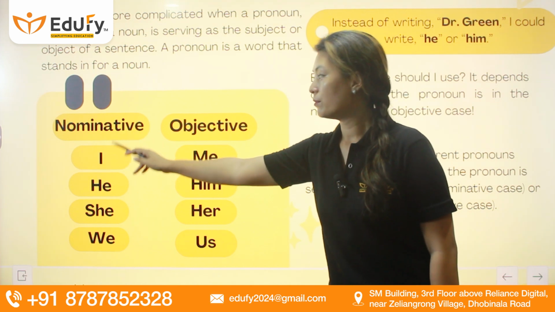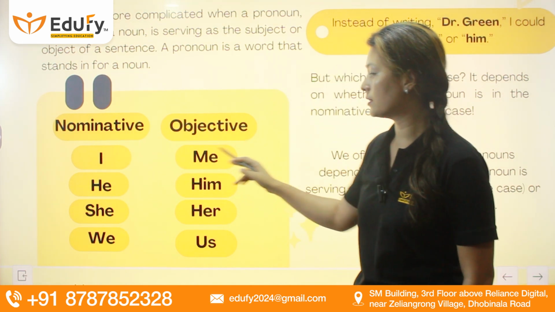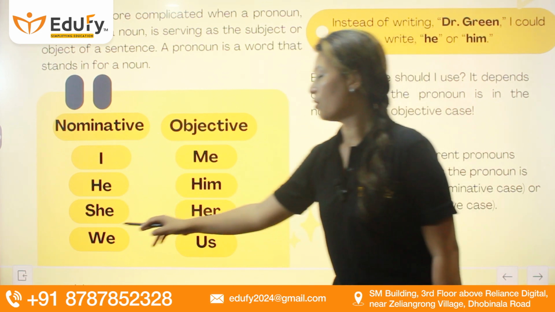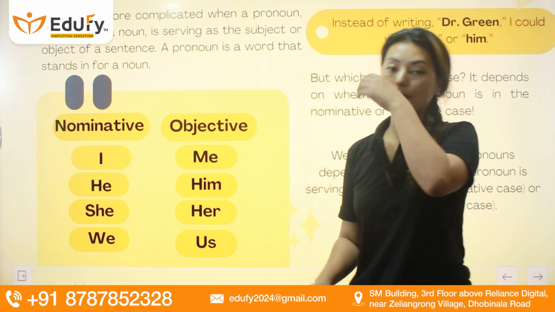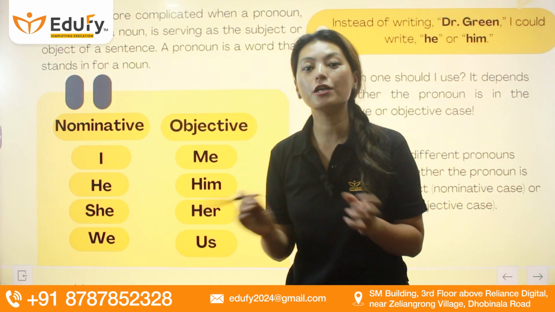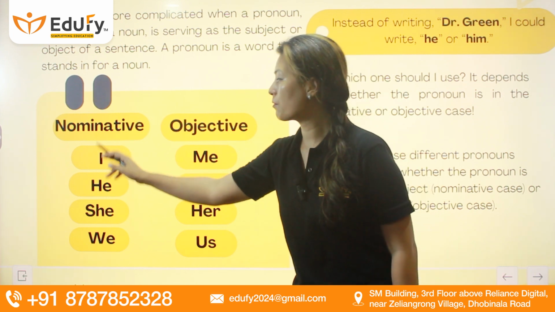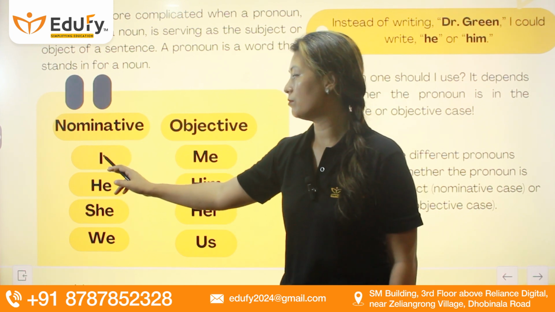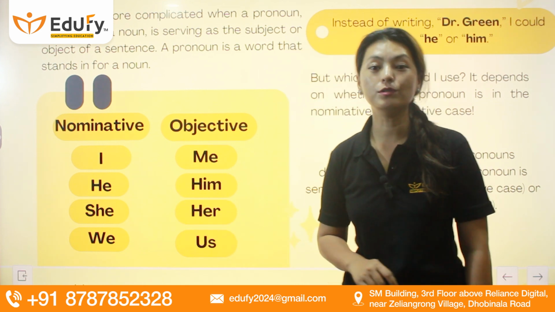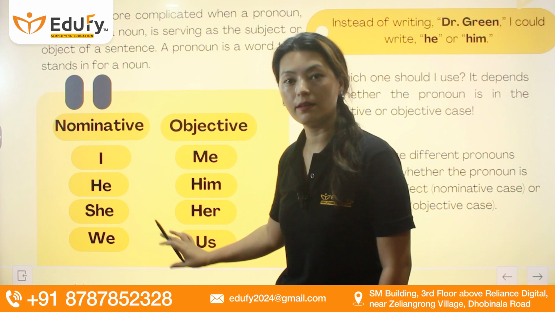In the nominative case, I becomes me in the objective case. Similarly, he becomes him, she becomes her, we become us. This change only happens when there is a change in the function of the pronoun. If it is performing as a subject, then we use I. But if it is performing as an object, I am going to use me. So pronouns are very simple in this matter.